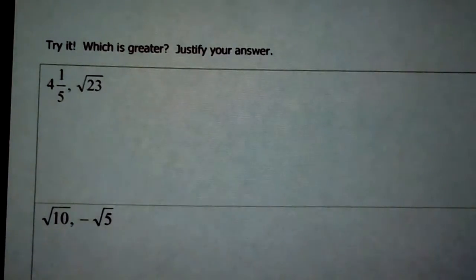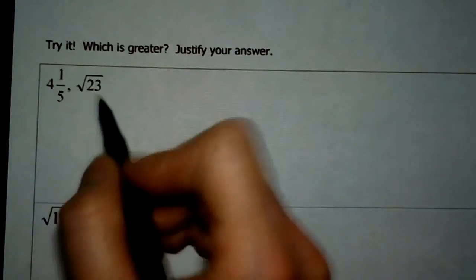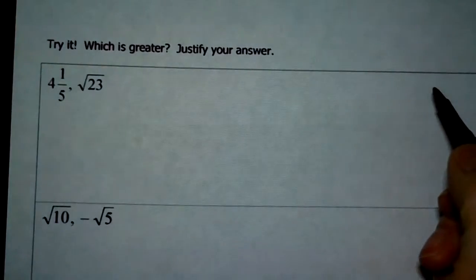So with 4 1/5 and the square root of 23, I want to put those both on the same number line. And then that allows me to compare them pretty easily. 4 1/5 wouldn't be too bad to put on the number line, but the square root of 23 is a little bit more difficult, right?